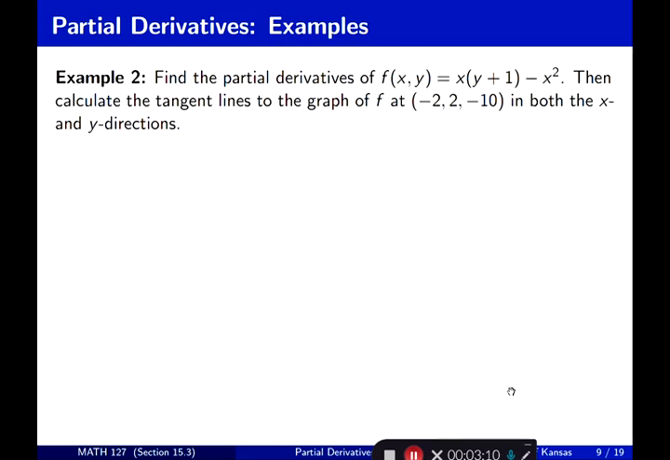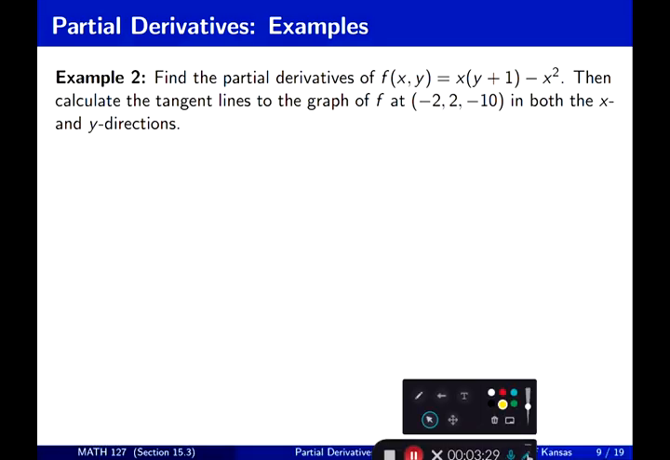Example 2, find the partial derivatives of f of x and y equal to x times y plus 1 minus x squared. Then calculate the tangent line to the graph of f at negative 2, 2, and negative 10 in both the x and y direction. So how do we go about doing this? First, let's find the partial derivative with respect to x.